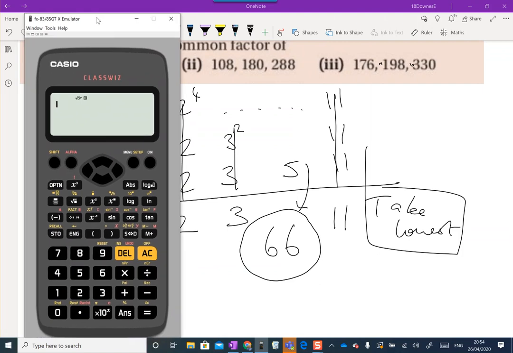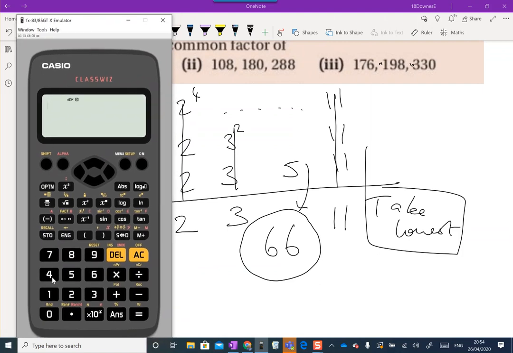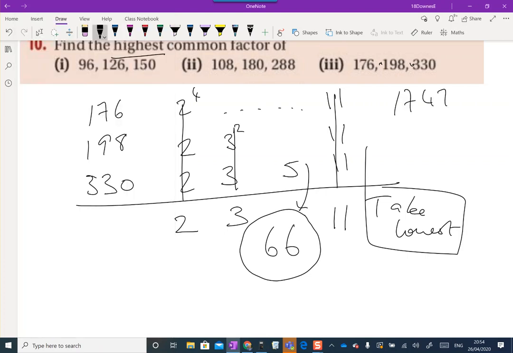Actually, there is a lovely way to check it. So we are going to do this, and it's a fantastic bit of exploring. So 176 multiplied by 198 multiplied by 330. Okay, gives us some huge number. Divide by 66 gives us 1742, 42, 40.